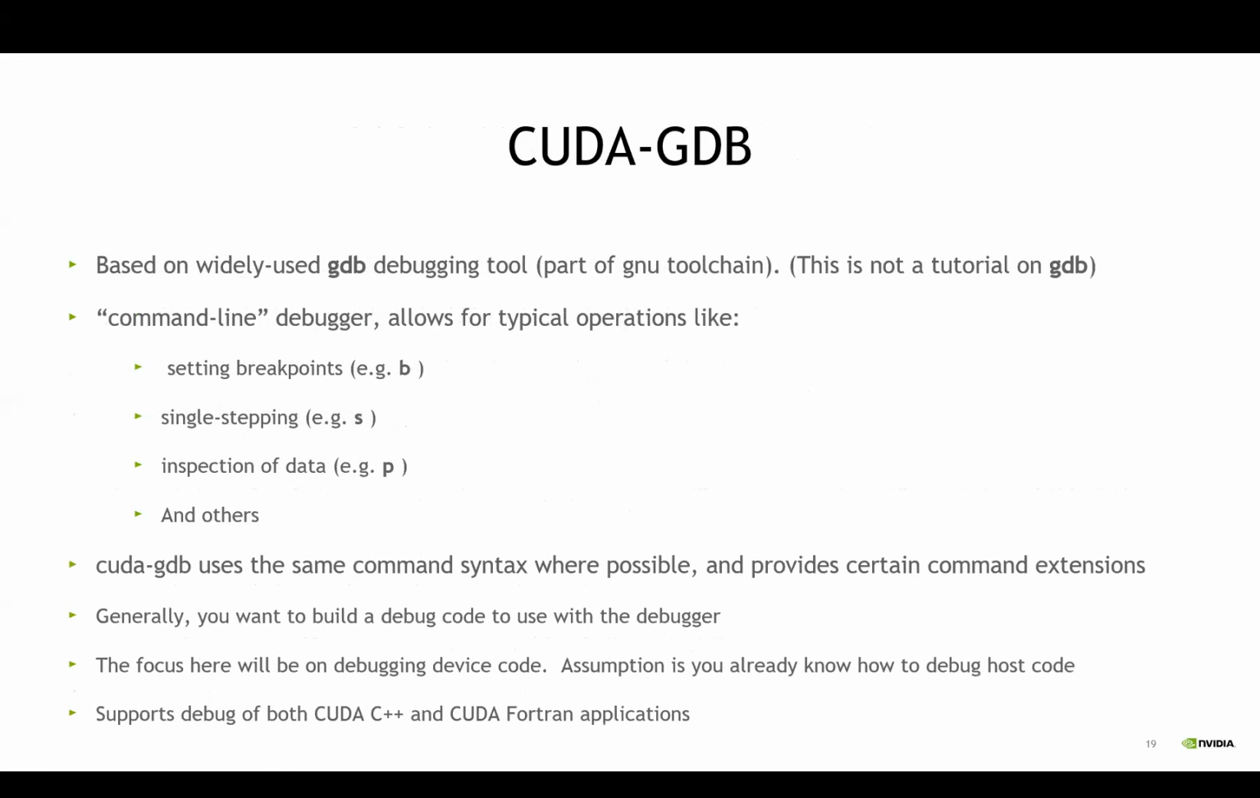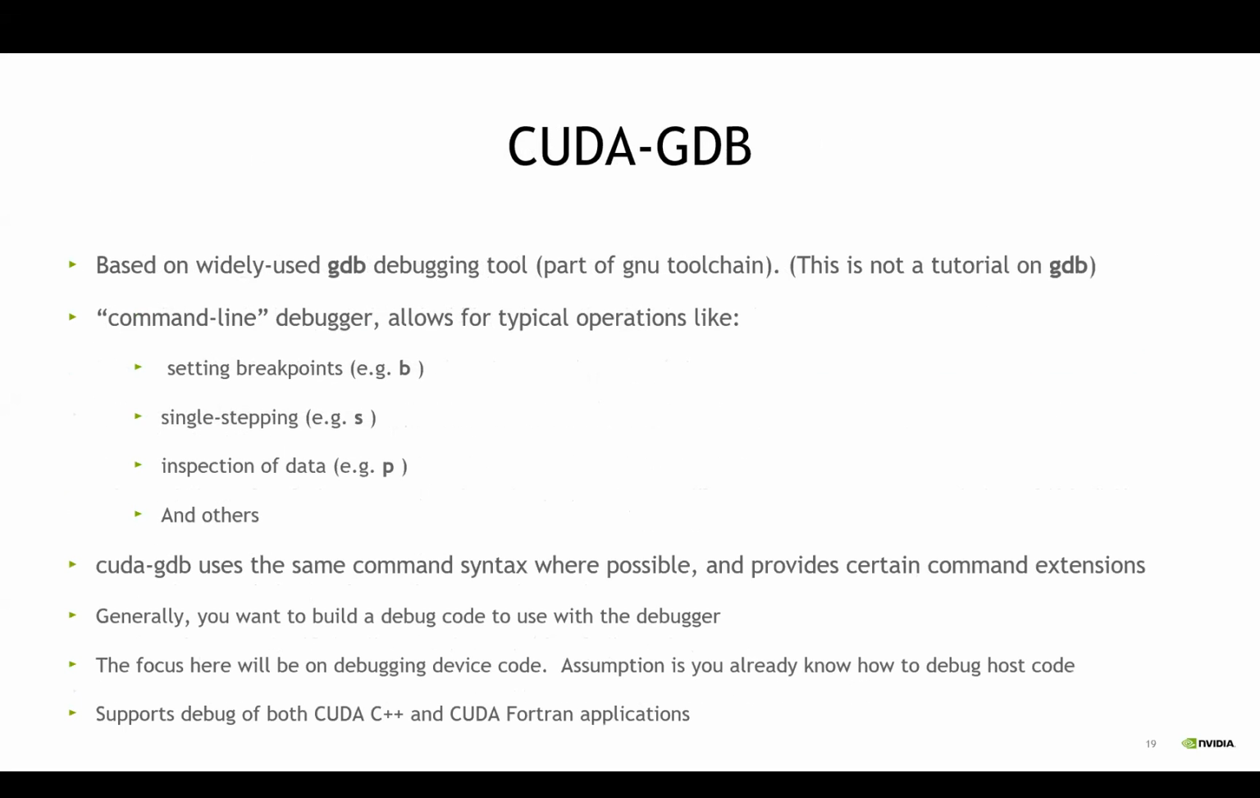So CUDA GDB is a command line debugger. It's not a graphical debugger. That'll become obvious in a moment. It's used for typical operations like setting breakpoints, single stepping, inspection of data, and a few others. If you know how to set breakpoints, single step, inspect data, and maybe 1 or 2 other things, you have about 99% of the capability that you need to debug any code.